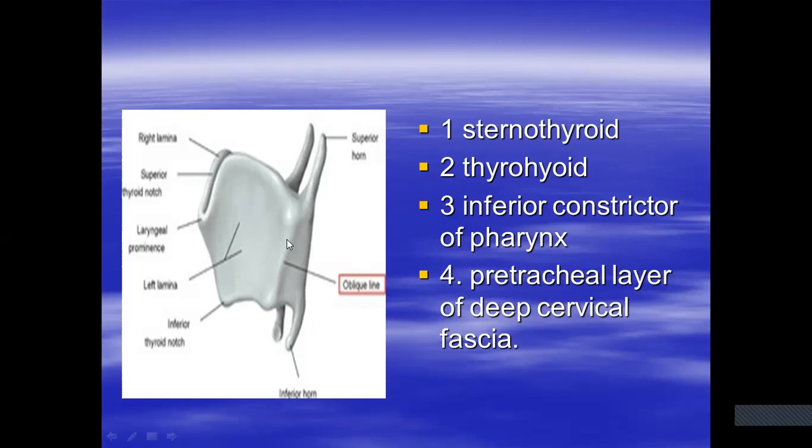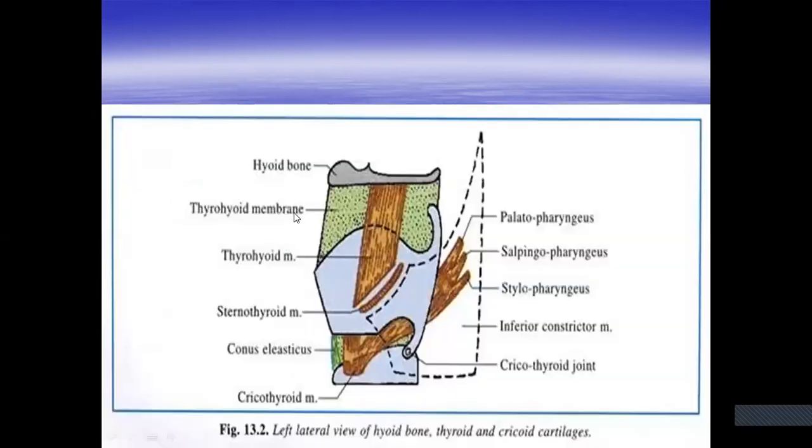This is very important from the examination point of view. They will ask you in viva also: what is the oblique line? On the lateral aspect of the outer surface of each lamina, there is a marking known as the oblique line. It runs downwards and forwards and gives attachment to the sternothyroid, thyrohyoid, inferior constrictor of the pharynx, and also the pretracheal layer of deep cervical fascia. You have to remember that.